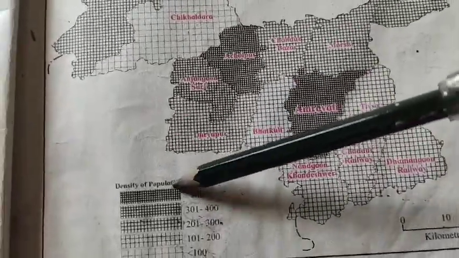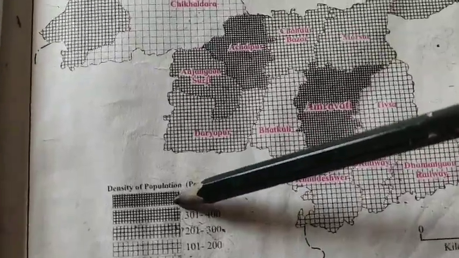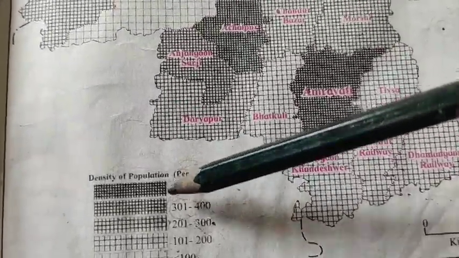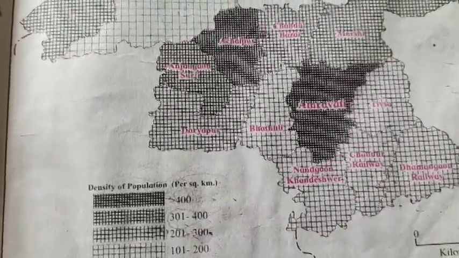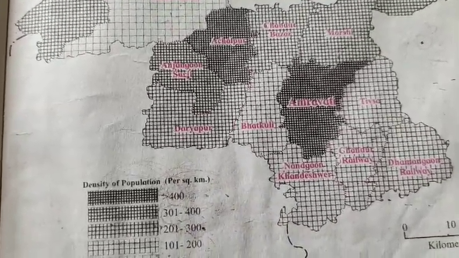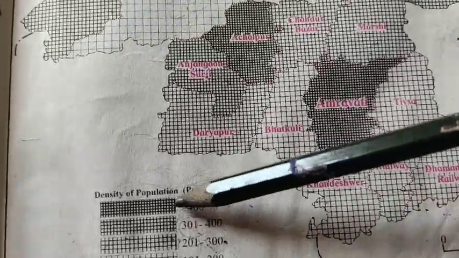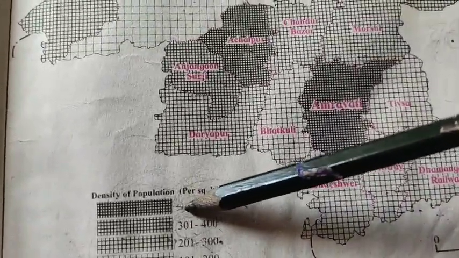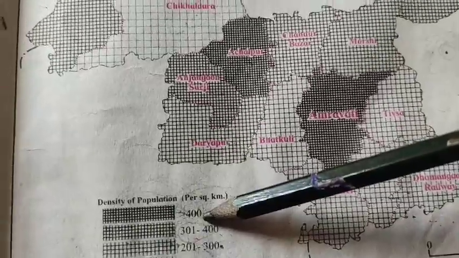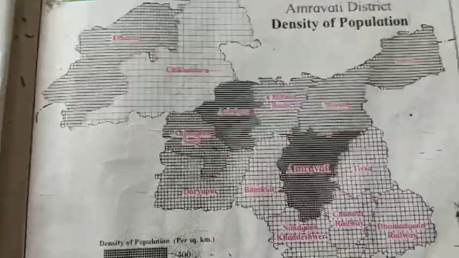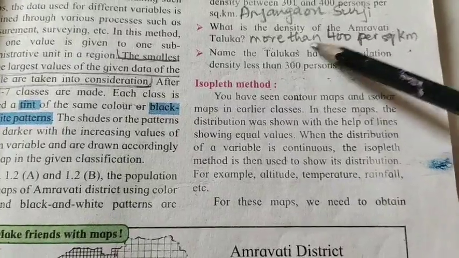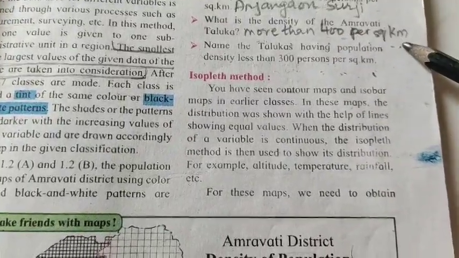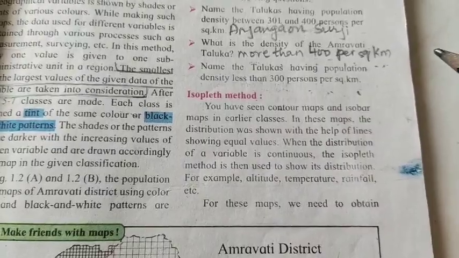Here we see the highly populated places are shown in this black and white pattern, and this shows a population of more than 400. You must have studied about the less than and more than signs. So there is a sign which shows it is more than 400. So we write down the answer: more than 400 persons per square kilometers. This is the answer.